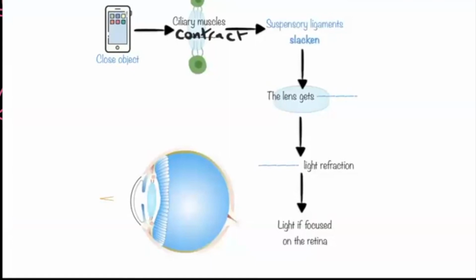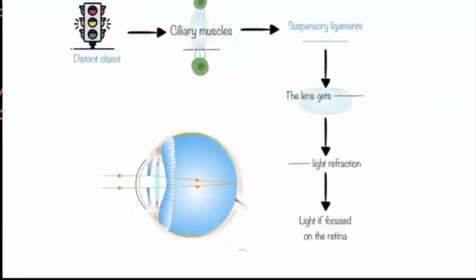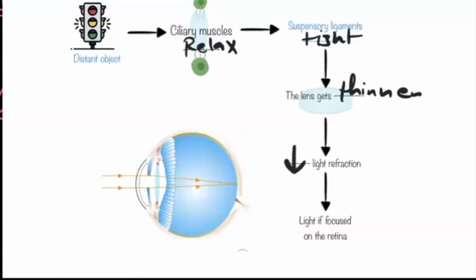The lens this time is squeezed from both sides and is going to get thicker, right? If your lens is thicker, you're going to get more light refraction this time. And this means you focus that image onto the retina, okay? So the image is falling right here onto your retina. What about the other way around? Like he's looking at some distant object. Ciliary muscles this time are going to relax. Suspensory ligaments will become stretched or tight. The lens is going to get thinner. There'll be less refraction now. Again, this is meant to accommodate the image right at the back of your eye.